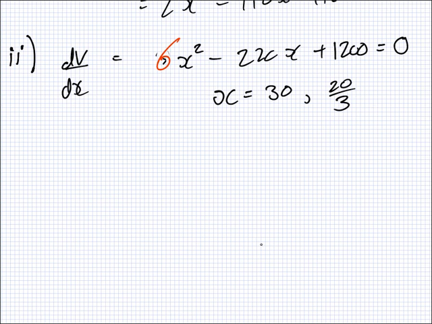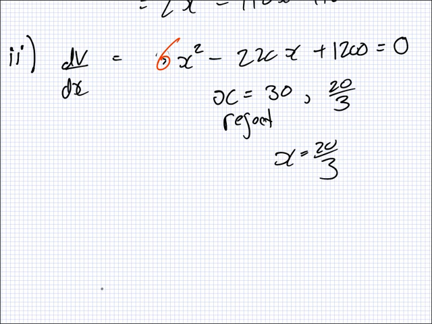Right, okay. Which value do we take and which one do we not take here? Which one should we reject? Reject 30. 30 is ridiculous. 30 is equal to the full length. So we should choose 20 over 3. How many marks was this question? 4.